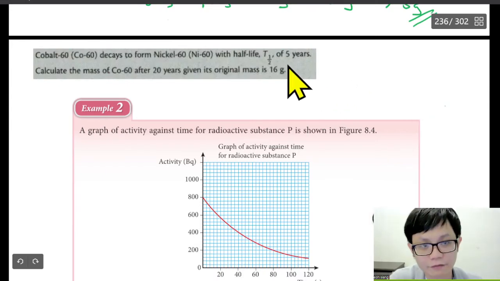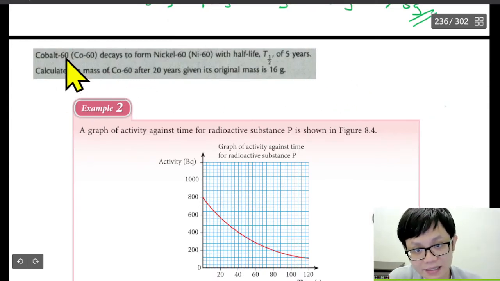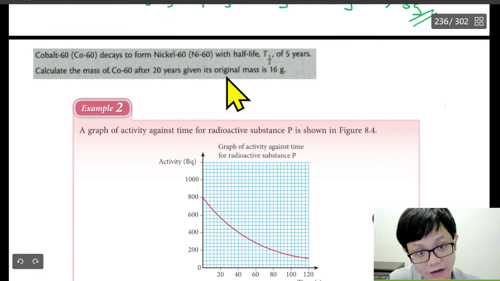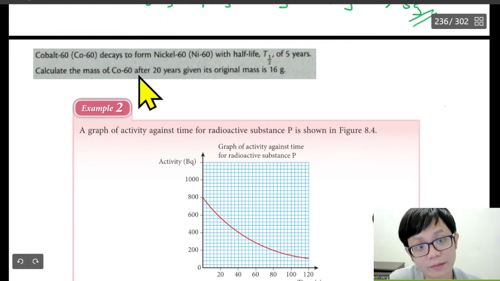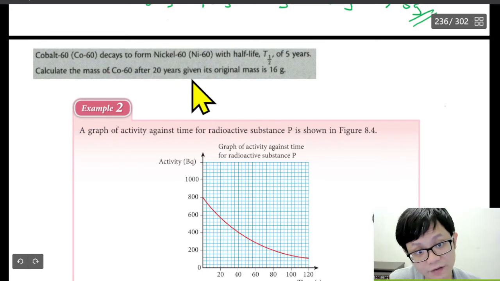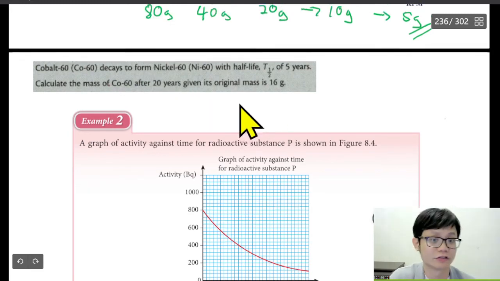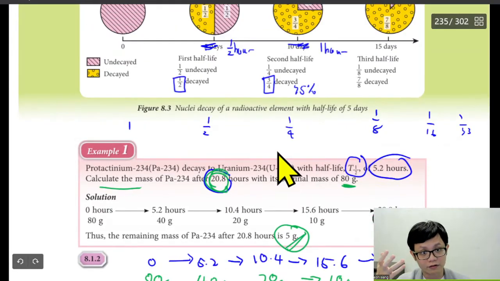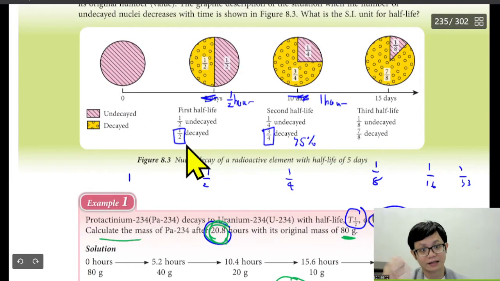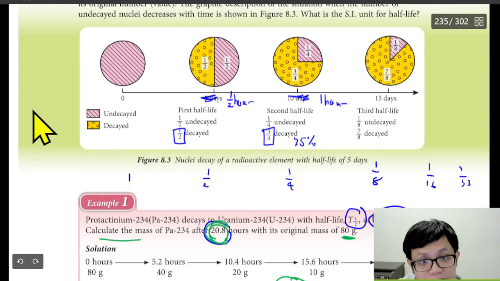Okay, so now I want you to try this question. Cobalt-60 decays to form nickel-60 with a half-life of 5 years. Calculate the mass after 20 years given the original mass of 60 grams. So try to do this question. I will recommend you to draw out something like this, and try to get the answer.